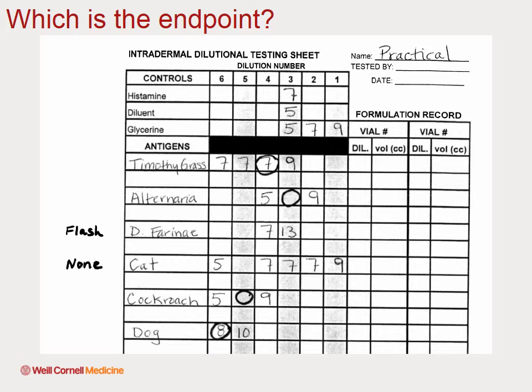Let's look at D. farinae. We got a 7, and then we got a 13, which is a very large jump. So that we would consider a flash reaction, and we wouldn't be able to interpret an endpoint from that.